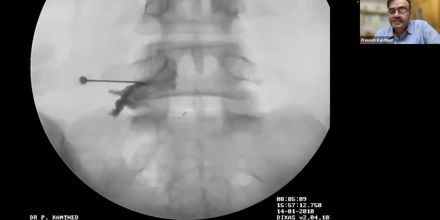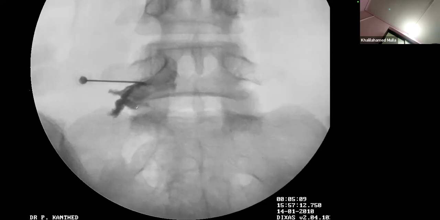Now here I do a dye study. So you can see here, this is an exiting nerve root. Now with this technique, you can address pathologies of only the exiting nerve root. Suppose at L5 S1 herniation, the S1 nerve root is also getting affected, and you want to do an injection at the S1 DRG also, then obviously you have to use a Kambin's triangle approach.